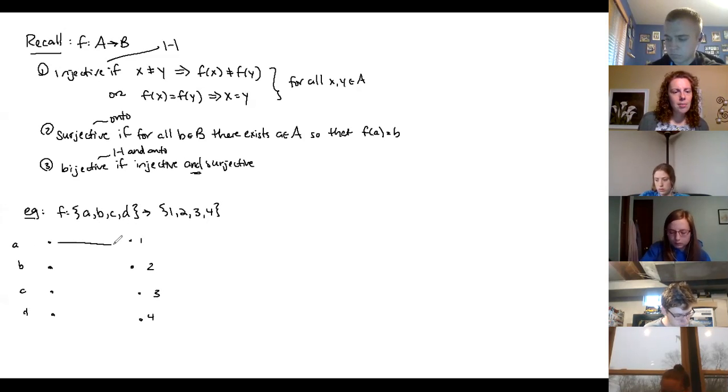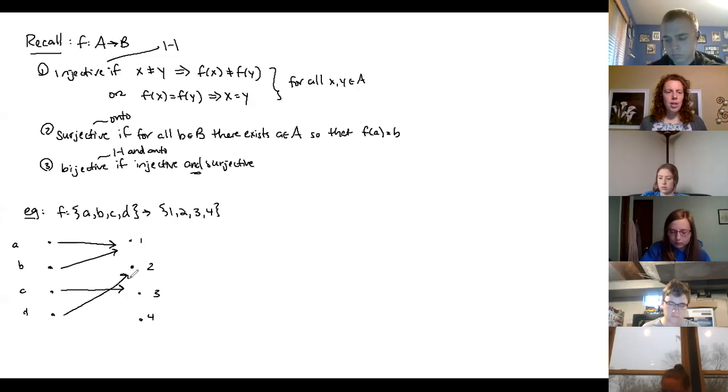I'm just gonna draw in some arrows. A can go to 1, B can go to 1, C can go to 3, and D can go to 2. We'll do it that way. A goes to 1, B goes to 1, C goes to 3, D goes to 2.